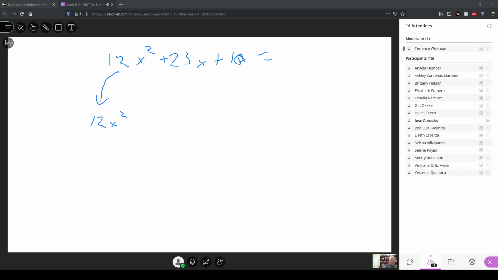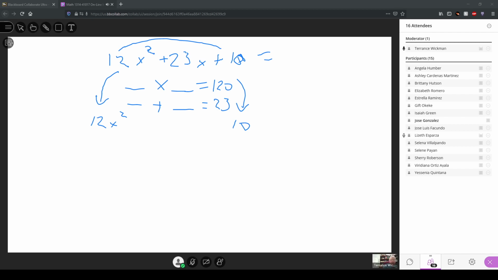And we're going to bring down our 10. Let's say something times something equals, and that comes from this number times this number, which in this case is 120. And those same two numbers added together equal this middle term here, which is 23. You got to think of the two numbers that do that.